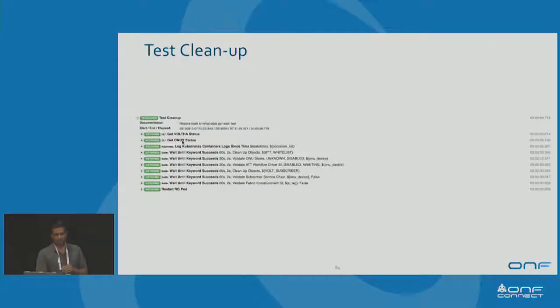So that's the first 3 keywords here in this cleanup step, and then after this, these are the steps taken here to reset the environment. It will clean up all the objects. It'll clean up the whitelist. Then it forces the ONU to go into a disabled state and get reset.